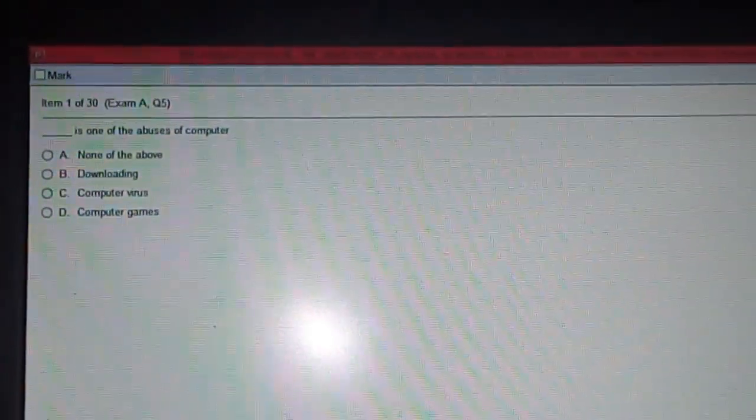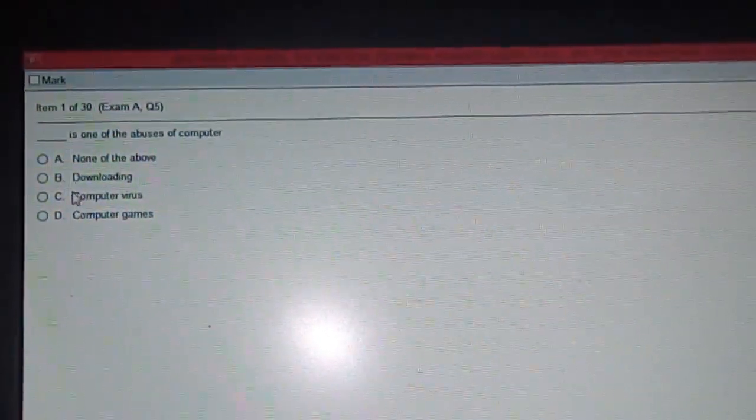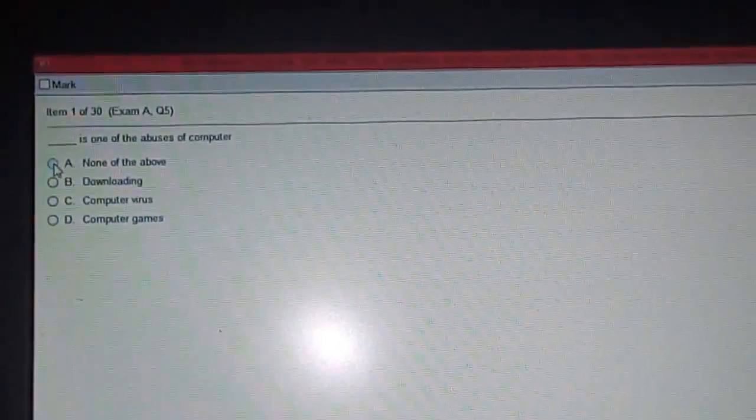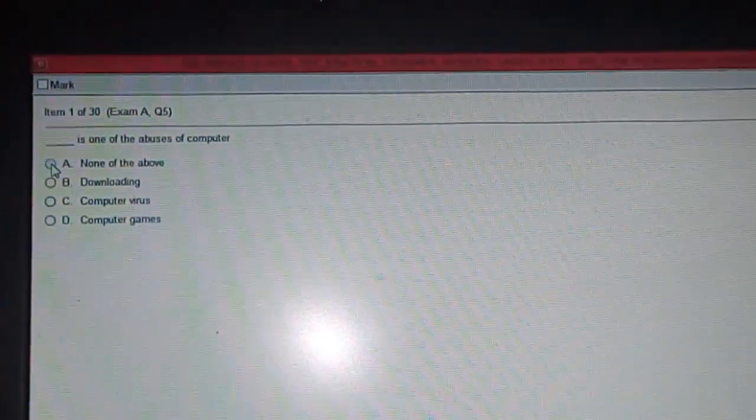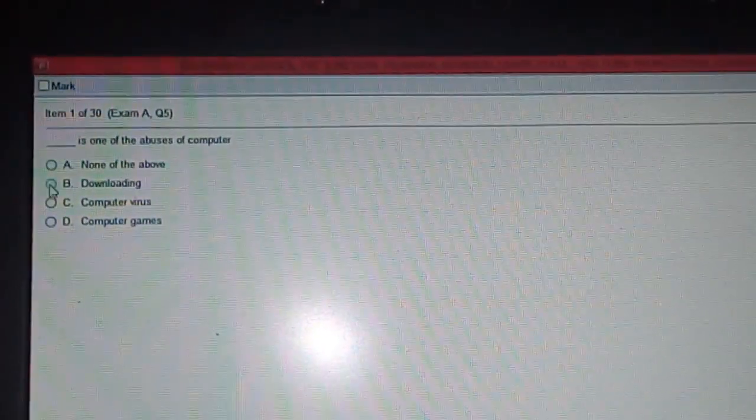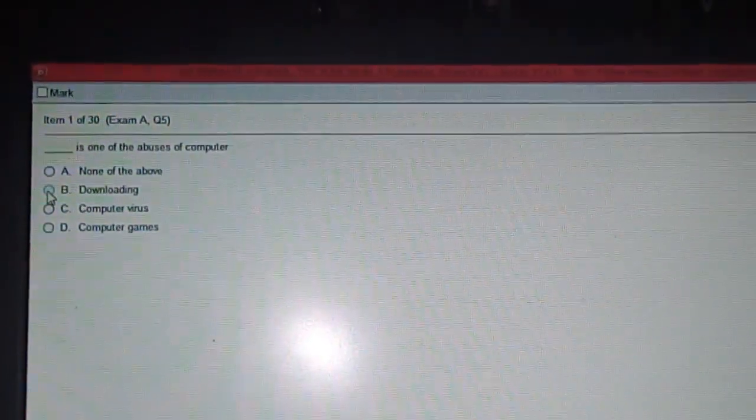Now you can see the question. Dash is one of the abuses of computer. So the person picks an answer. Dash is one of the abuses of the computer. You can see one of the abuses of computer is computer virus. Downloading abuses is virus. So the person will scroll down and click on next.